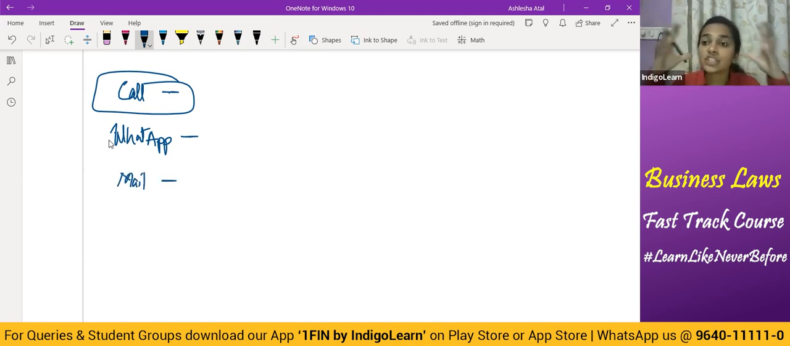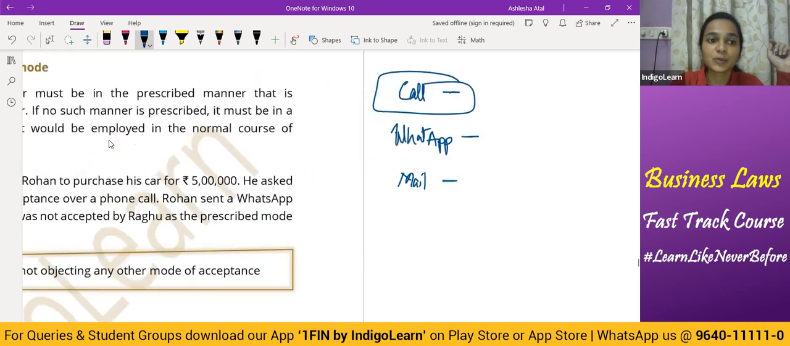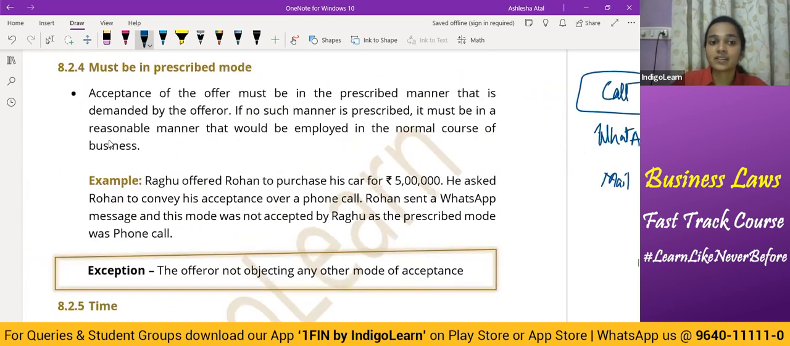So if there's a mode which has been prescribed for acceptance, then the communication of acceptance also has to be in that mode. If I have specifically stated that your acceptance has to be communicated in so and so manner, then in that situation, the acceptance has to be communicated in that manner only and no other way. When the offerer says that the acceptance has to be communicated in a particular manner, the acceptance has to be communicated in that manner only.